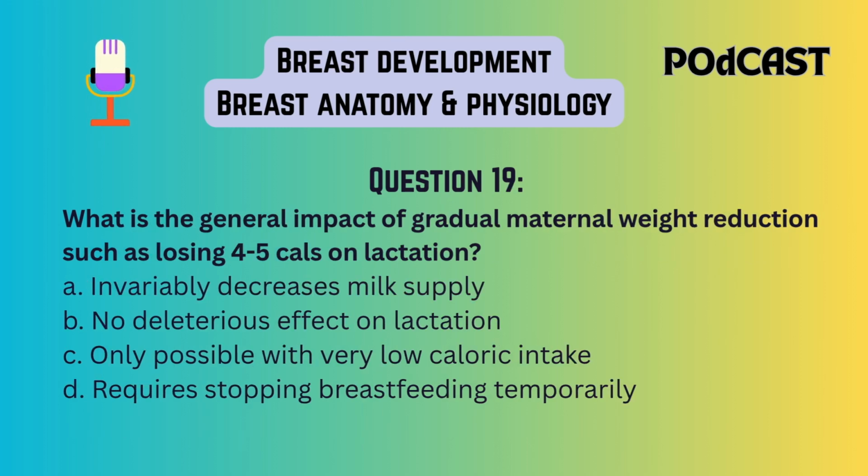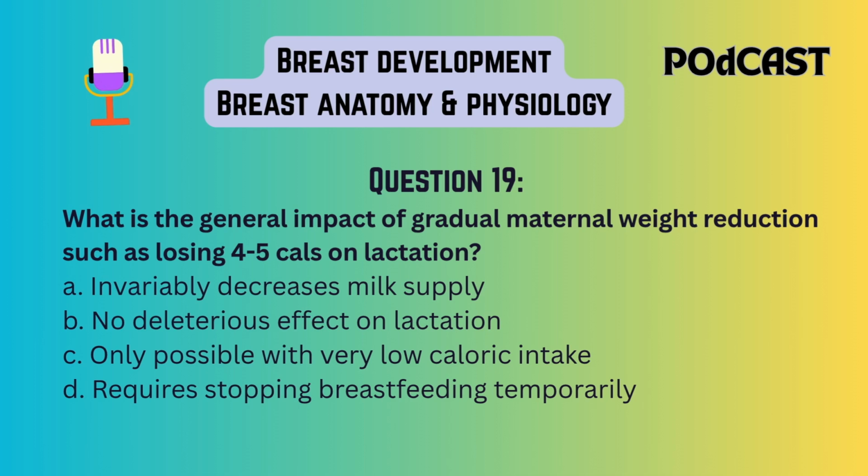Question 19. What is the general impact of gradual maternal weight reduction, such as losing 4 to 5 pounds per month, on lactation? A, it invariably decreases milk supply. B, it has no deleterious effect on lactation. C, it is only possible with very low caloric intake. D, it requires stopping breastfeeding temporarily.